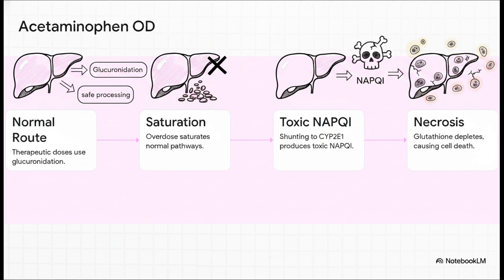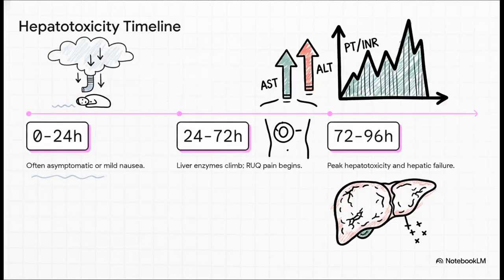Now, the liver tries to fight back, using its own glutathione stores to neutralize it. But once those stores drop by about 70 to 80%, that's it. NAPQ covalently binds to the hepatocytes and silent hepatic necrosis kicks in. This timeline is exactly why this overdose is so deceptive.